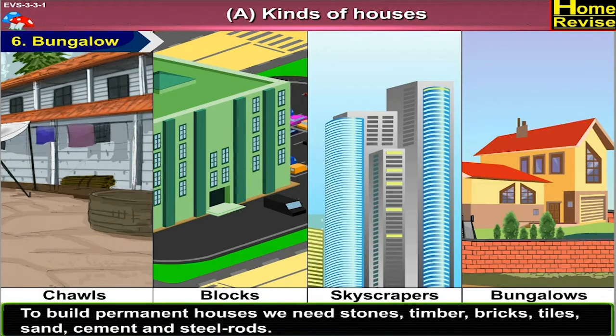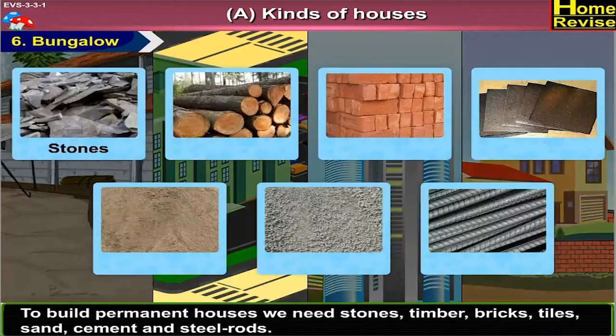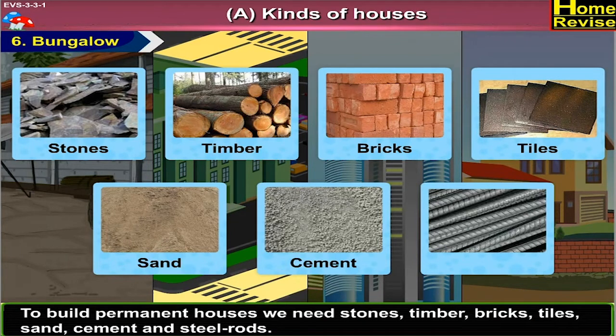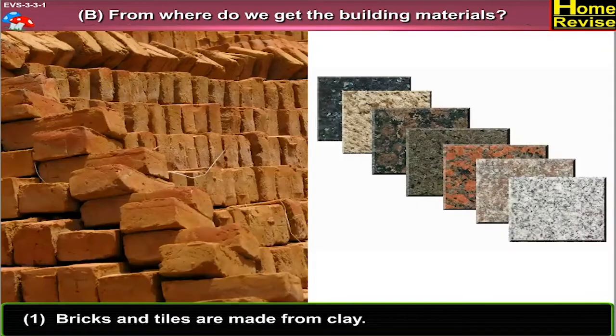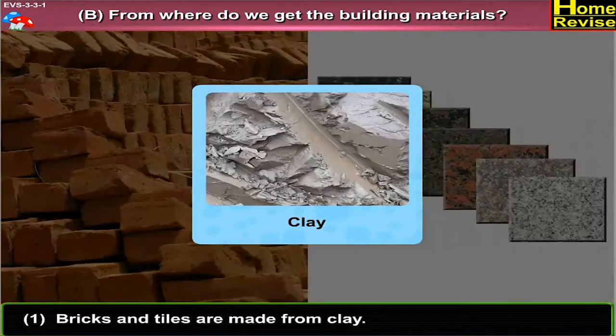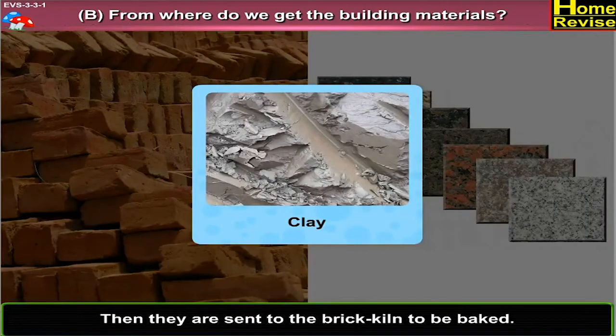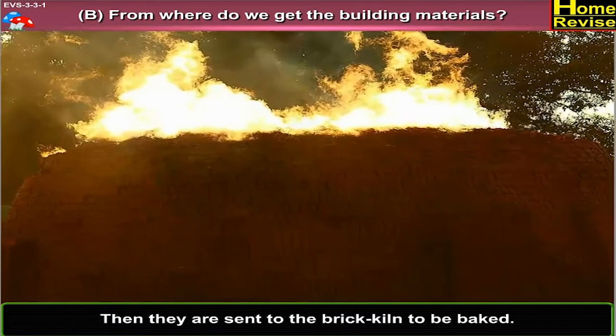To build permanent houses, we need stones, timber, bricks, tiles, sand, cement, and steel rods. B. From where do we get the building materials? 1. Bricks and tiles are made from clay. Then they are sent to the brick kiln to be baked.